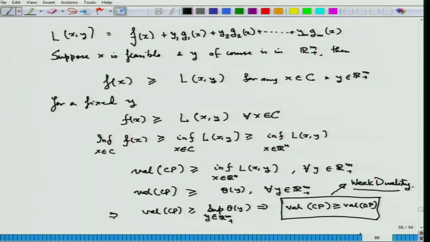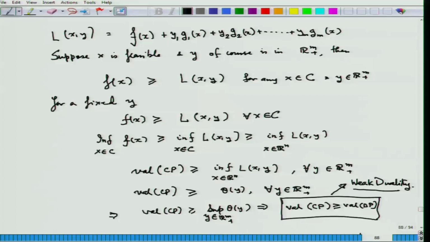See, what does this result tell me? It tells me that if the value of dp is finite, that is, if dp is feasible, which it always is, because y is an element of R m plus, then if it is feasible and this value is finite, and if Cp is feasible, I know the lower bound to Cp. I know that this problem has a solution in the sense that it will have an infimum, but I do not know whether there will be an x where that infimum would be achieved.